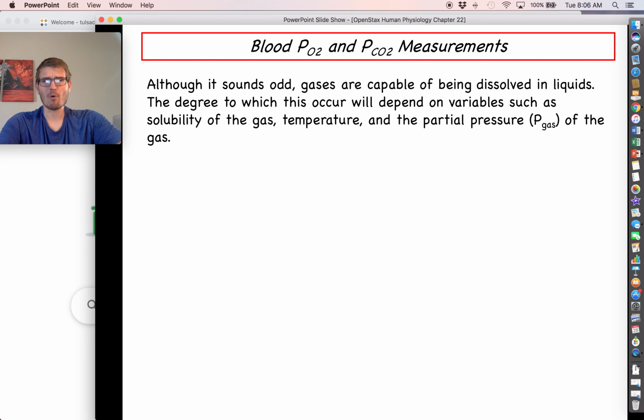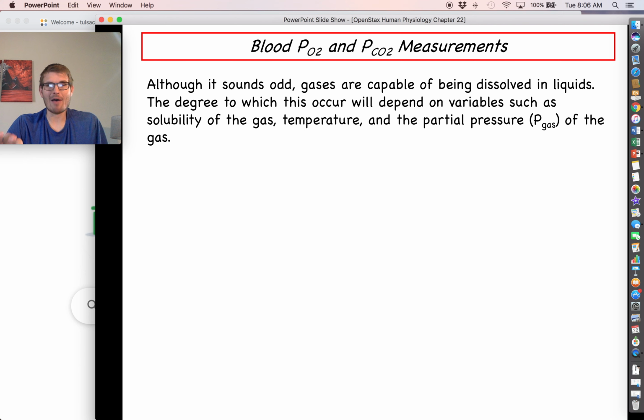Okay, so just a couple more things to clear up here before we finish up this chapter. So I've briefly mentioned it before, but let's talk a little bit more about those PO2 and PCO2 measurements. It sounds really odd, but gases are capable of being dissolved in liquids. They don't dissolve very well because we've already covered how most gases, especially carbon dioxide and oxygen, are very hydrophobic. They don't really like being around water, so we can't dissolve very much of them in liquids, but we can dissolve a little bit of them.